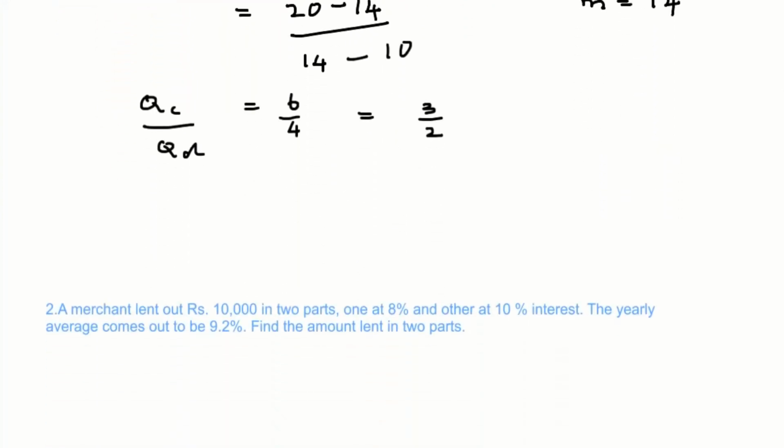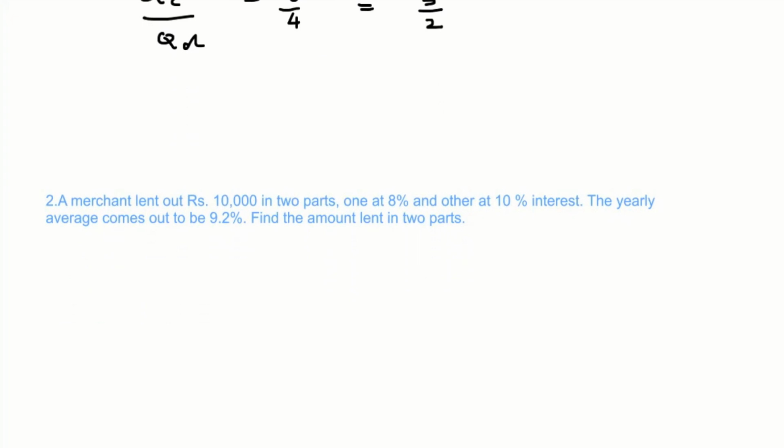Now let me move on to the second sum. A merchant lent out rupees 10,000 in two parts, one at 8% and one at 10%. The yearly average outcome, the mean outcome, is 9.2. Find the amount lent in two parts. How is he dividing this 10,000 rupees?